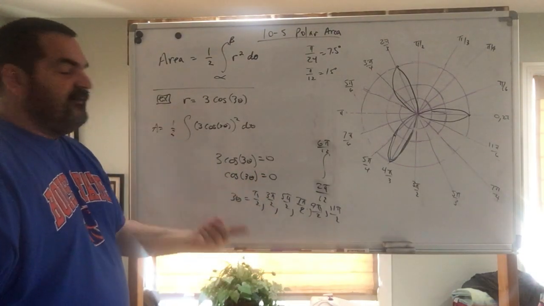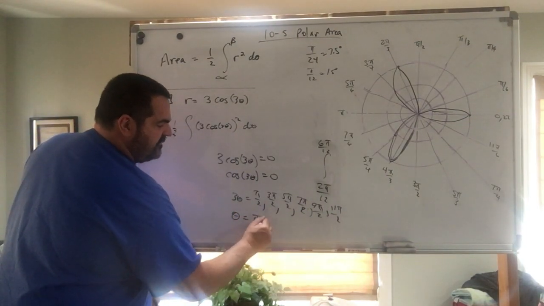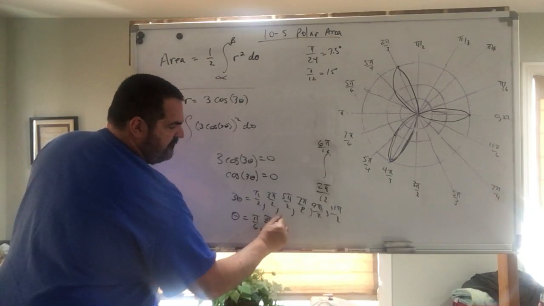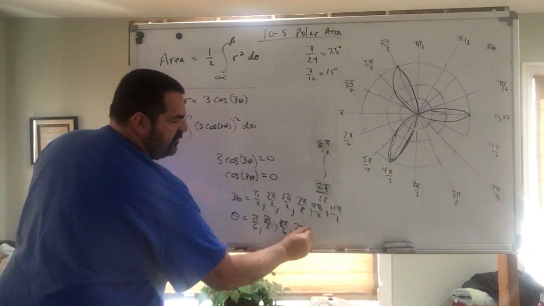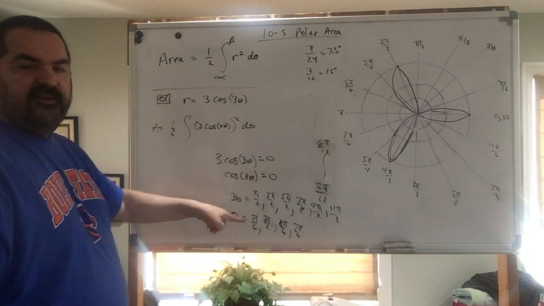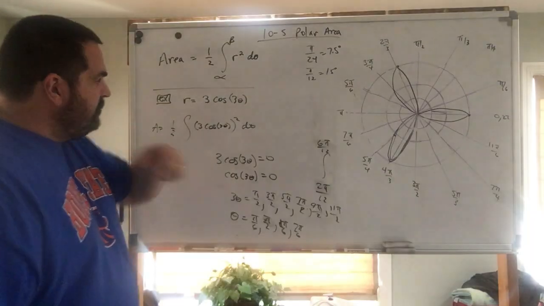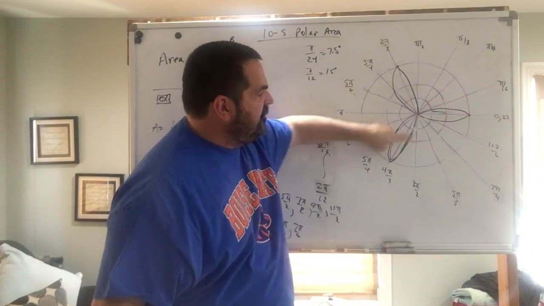3 theta. So you divide by 3, you get pi over 6, 3 pi over 6, which is pi over 2. Then you get 5 pi over 6, 7 pi over 6, and so on. Now what those represent is every time r is 0. So you notice pi over 6 and pi over 2, those look familiar. So what happens is pi over 6 is the first time, and then pi over 2 is the next time.